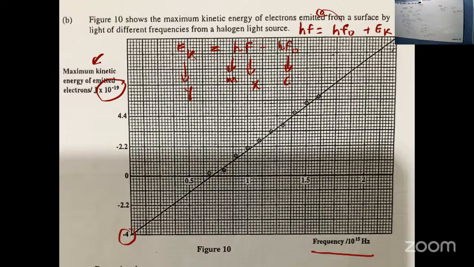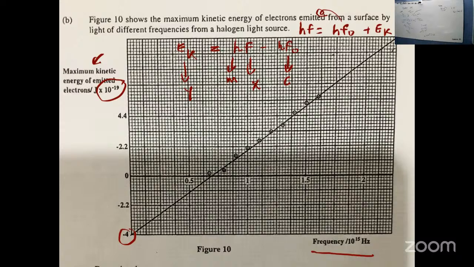So it's minus, sorry, 4 by 10 to the minus 19, right? We can find it already. You have two values in here. You can find f naught straight from there. You can find h straight from there.